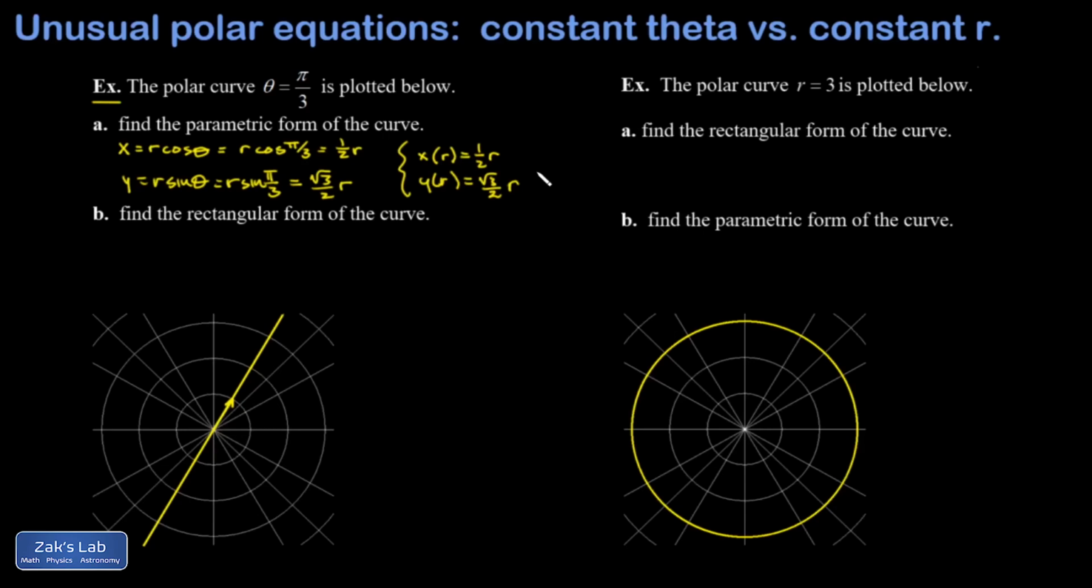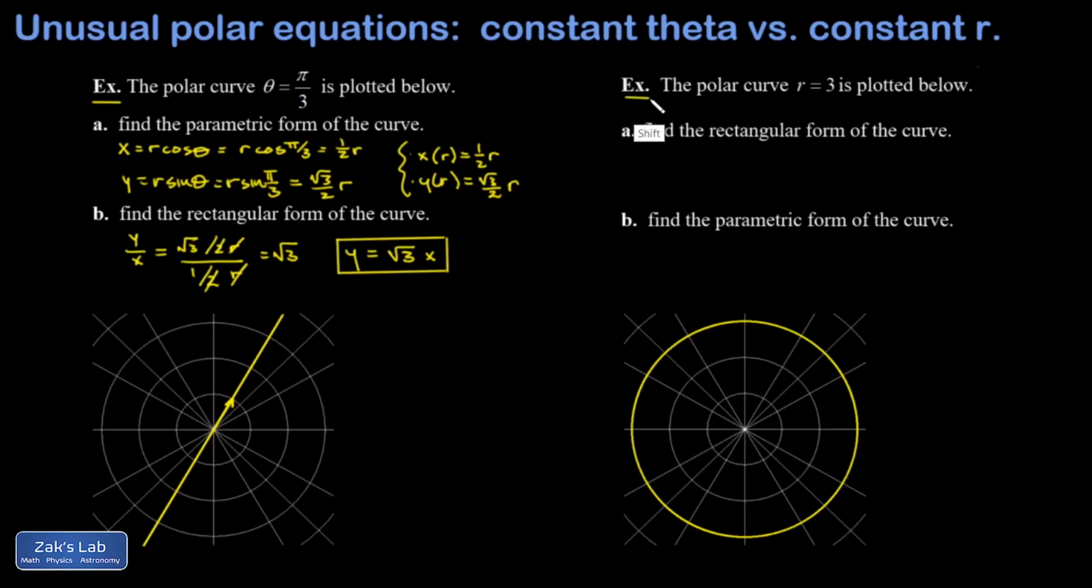In part B, I'm asked for the rectangular form of the curve, and probably the fastest way to do this now would just be to take my y equation and divide by my x equation for the parametric form, because the r's are going to cancel. So I get y over x is root 3 over 2 r divided by 1/2 r. You can multiply the top and bottom by 2 and get rid of those, cancel the r's, and I end up with square root of 3. Now writing this in the standard form for a line, I get y equals root 3 x. So this is a line with slope root 3 passing through the origin.